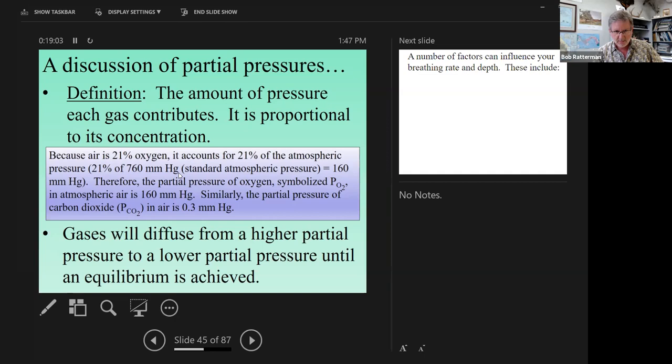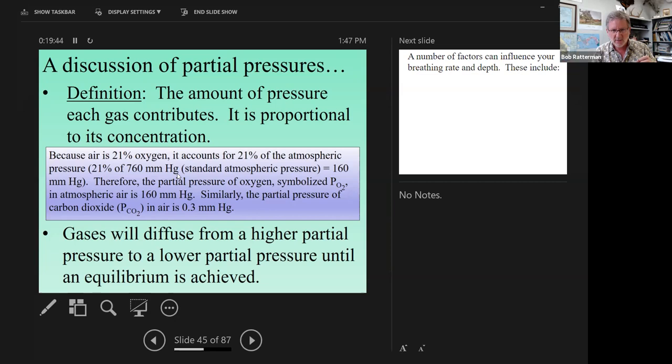And I can't get into, nor do I profess to be a physicist, that I could explain exactly where this number comes from. But if you went to sea level and you had a machine that could measure this, this is the standard atmospheric pressure you would measure at sea level. So you'd multiply the 21%, which is 0.21, by 760. And if you did that math, you'd come out with 160 millimeters of mercury. So this is the unit that partial pressures are measured in, millimeters of mercury.